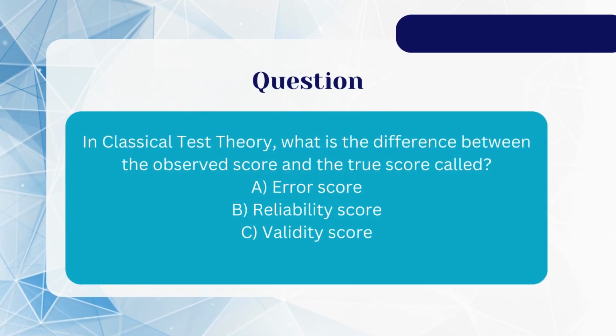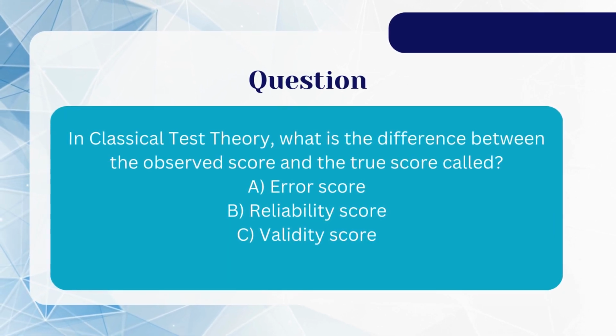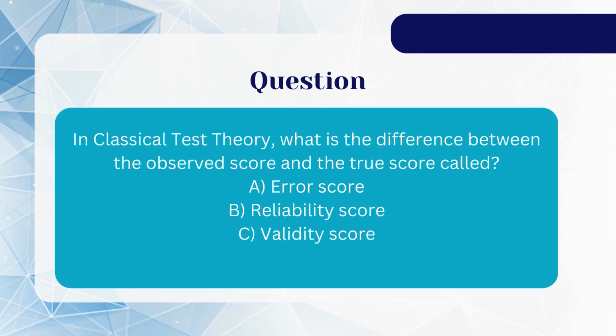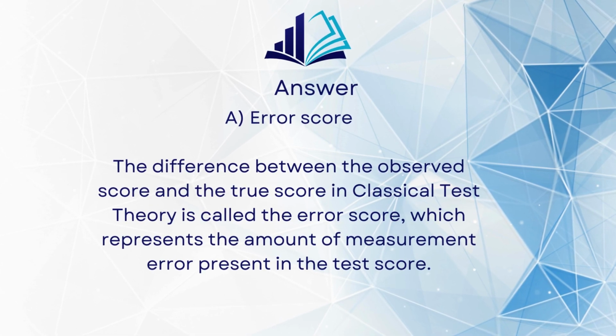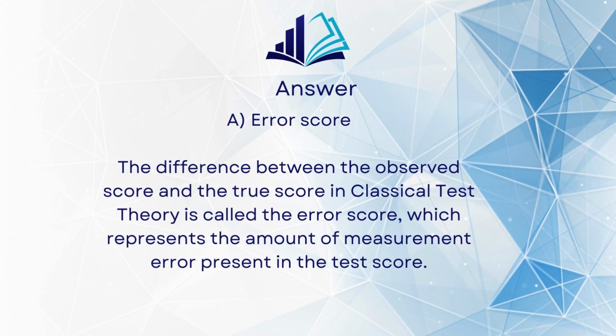In classical test theory, what is the difference between the observed score and the true score called? A. Error score. B. Reliability score. C. Validity score. A. Error score. The difference between the observed score and the true score in classical test theory is called the error score, which represents the amount of measurement error present in the test score.